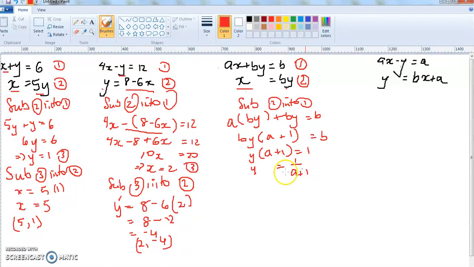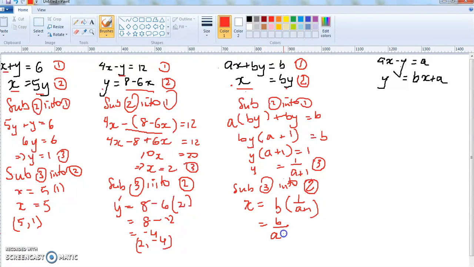Now that I've got a value for y, I'm going to call that equation 3, and I'm going to substitute 3 into 2, because I'm looking for a value of x, and I've already got x there. So I'm going to say x equals b times y, and y is 1 over a plus 1, so then it simplifies to b over a plus 1. So that's my value there.